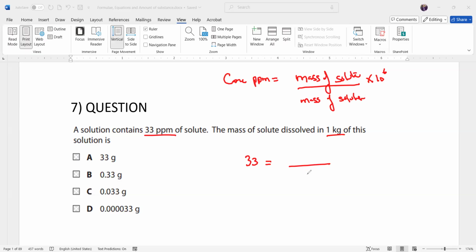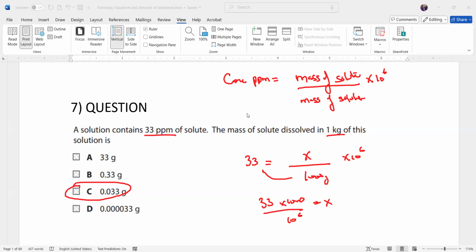So 1 kilogram of solution means 1000 grams. And the mass of solute we don't know, and multiply by 1 million. So we simplify. So this is 33, 1000 will be multiplied. So 33,000 divided by 1 million. What is the answer of 33,000 divided by 1 million? So 0.033 grams will be there. So C will be the right answer.